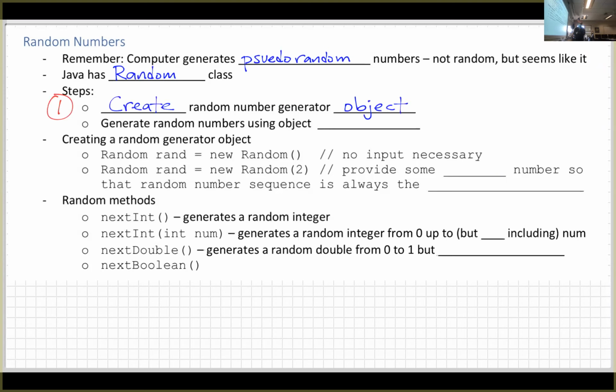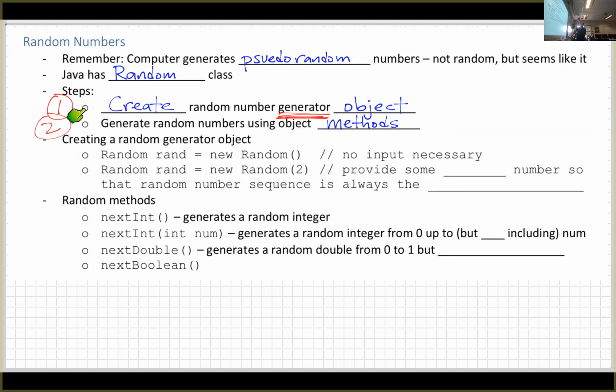Step number one is that we create a generator object. And I'm going to highlight the word generator, because it's not making any numbers yet. It's just the machine or the object that will create the numbers later on. So we need to do that first. Once that generator has been created, then step two, we can use that object that we just made. We can call a variety of methods on it to create the random numbers.